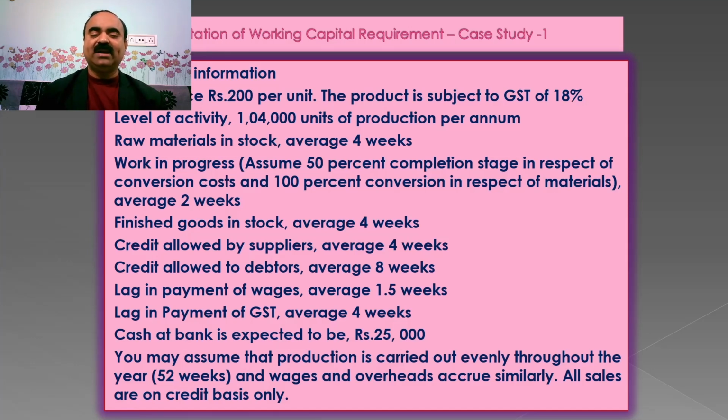Credit allowed by suppliers average 4 weeks. Credit allowed to debtors average 8 weeks. Lag in payment of wages average 1.5 weeks. Lag in payment of GST average 4 weeks. Cash at bank is expected to be rupees 25,000. You may assume that production is carried out evenly throughout the year, that is 52 weeks, and wages and overheads accrue similarly. All sales are on credit basis only.